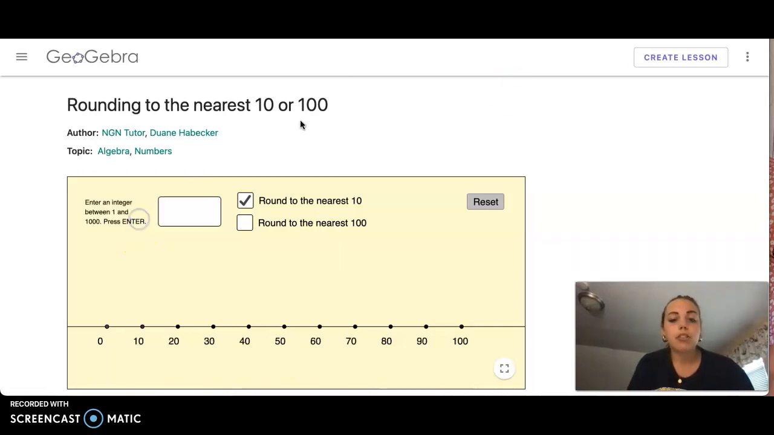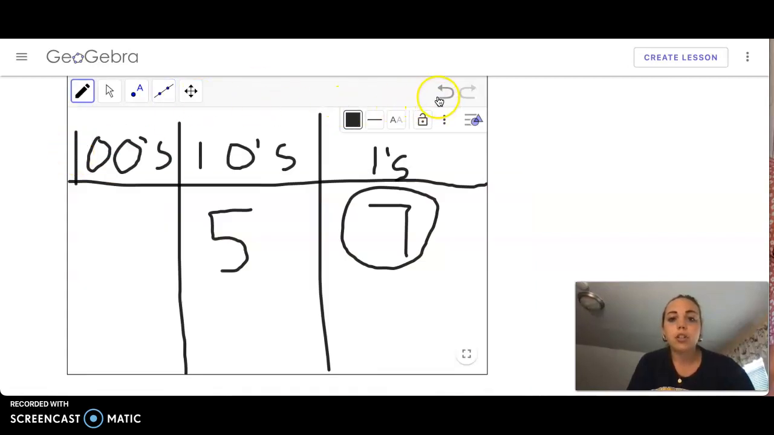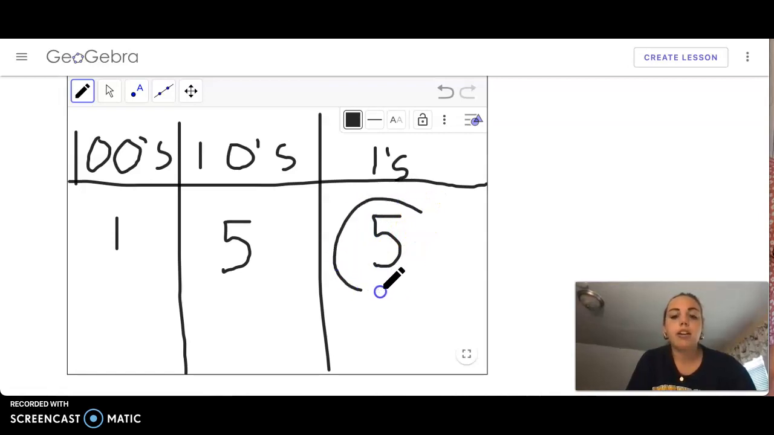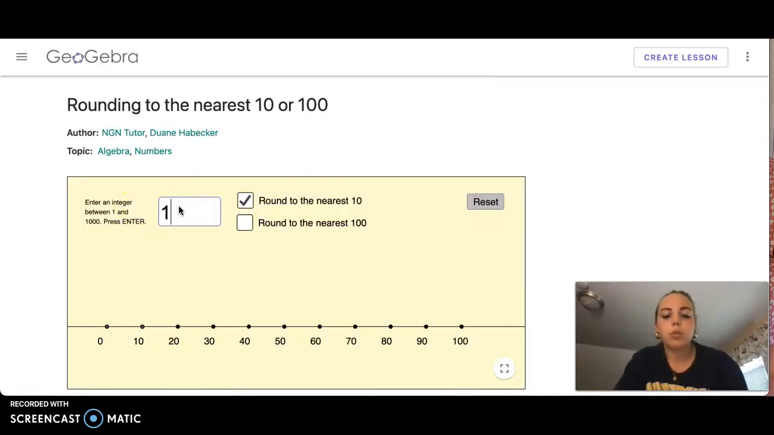Alright, so let's do another number really quick. We're going to do a 3-digit number now. So let's do the number 155. Let's look at this number right here. Like I said, 5 or above, give it a shove. 4 or below, let it go. So the number 5, since it's 5 or greater, is going to round up to 160.